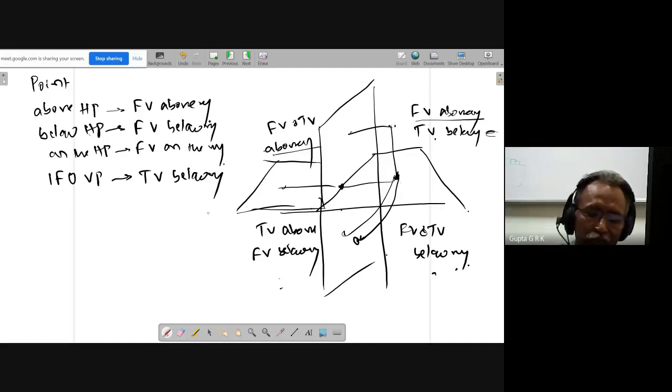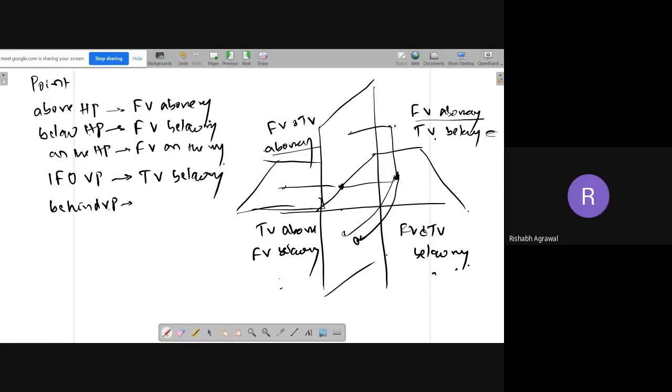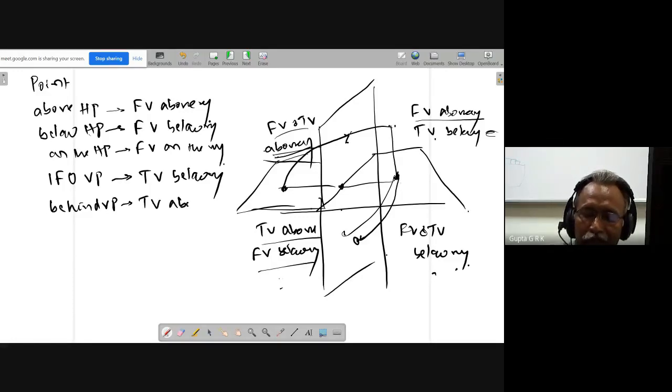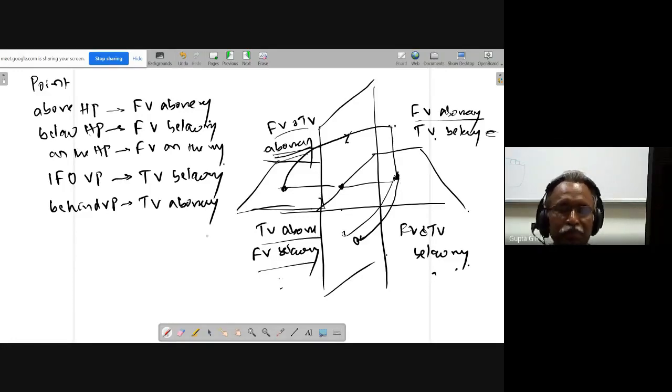Okay, so a point behind VP. Above XY. Behind means third quadrant or fourth quadrant. And what is common here? Top view above XY, because top view falls here, which turns up. So behind means above, and in front of means below.